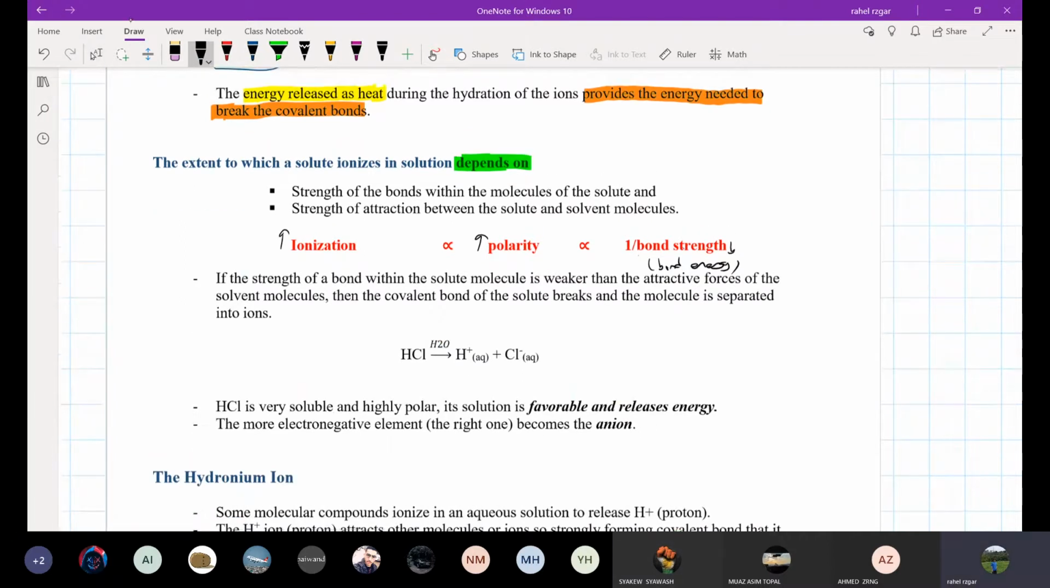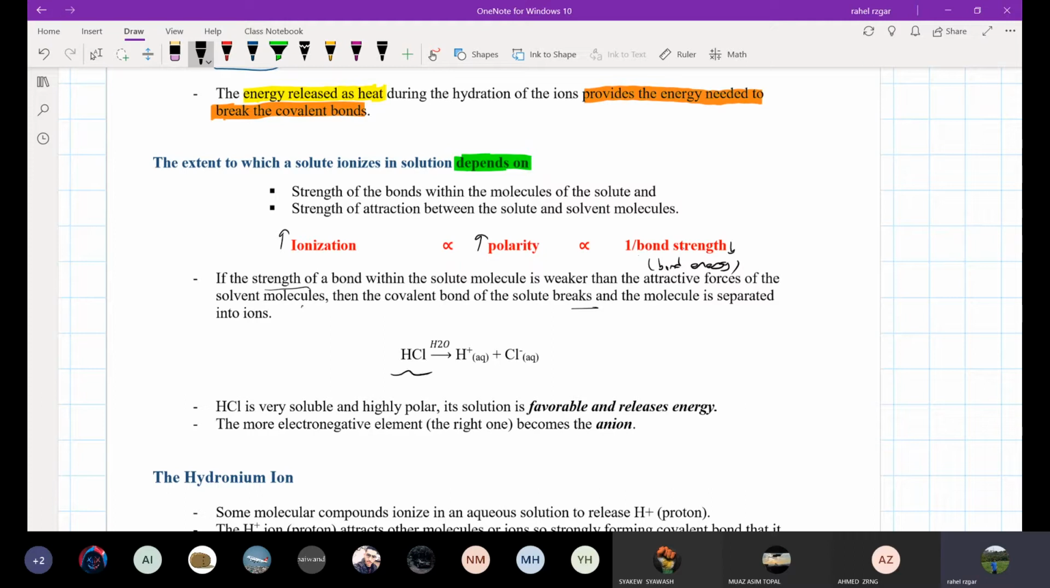This is the explanation. If the strength of the bond within the solute molecule is weaker than the attractive forces of the solvent molecules, so that the solvent can separate the ions, then the covalent bond of the solute breaks and the molecule is separated into ions. Then the molecule becomes ions, like HCl.